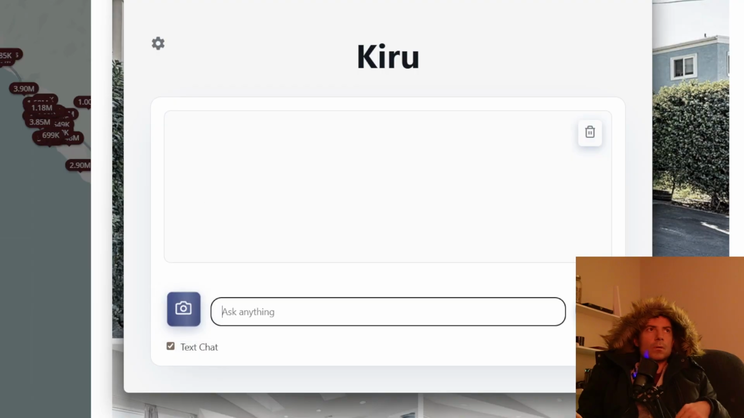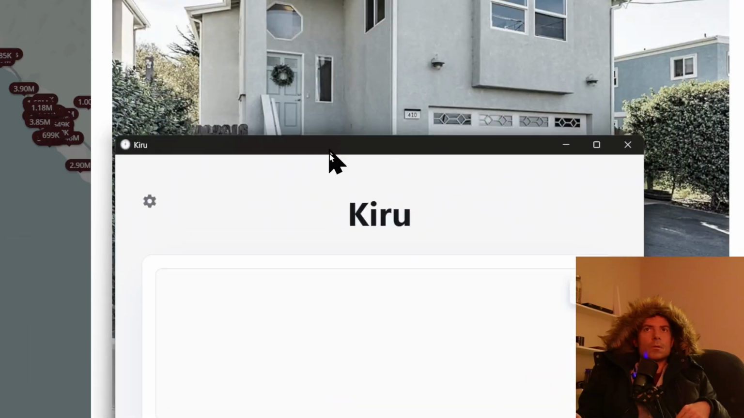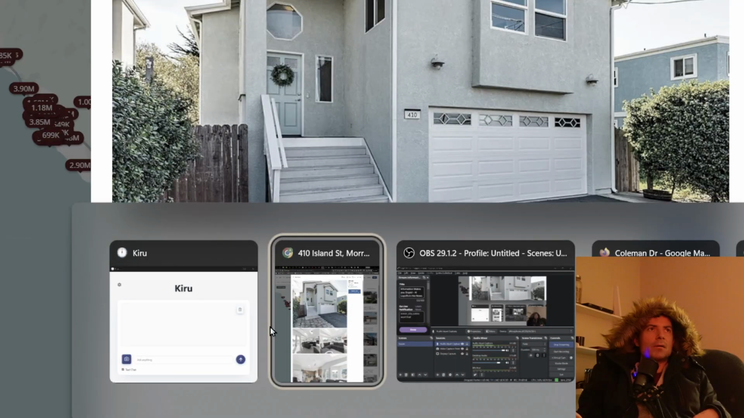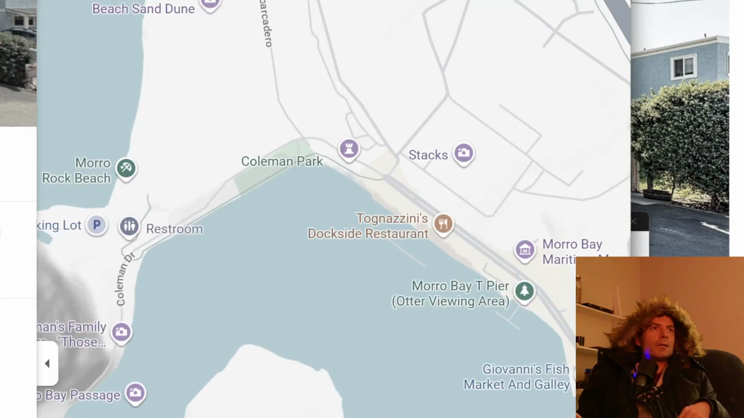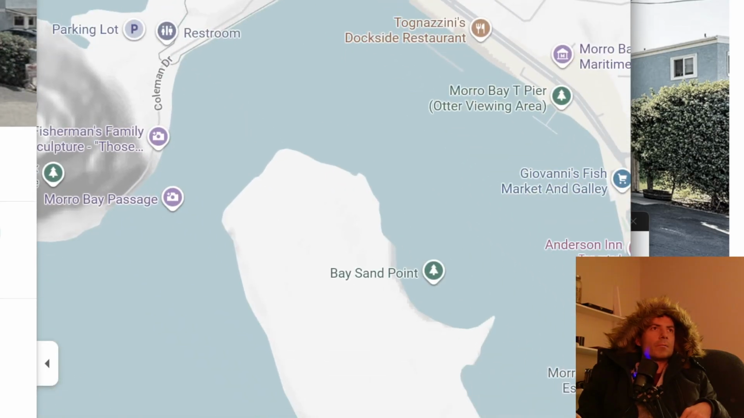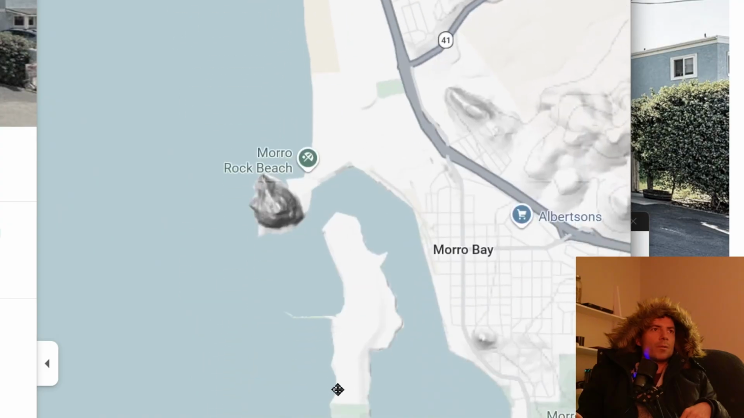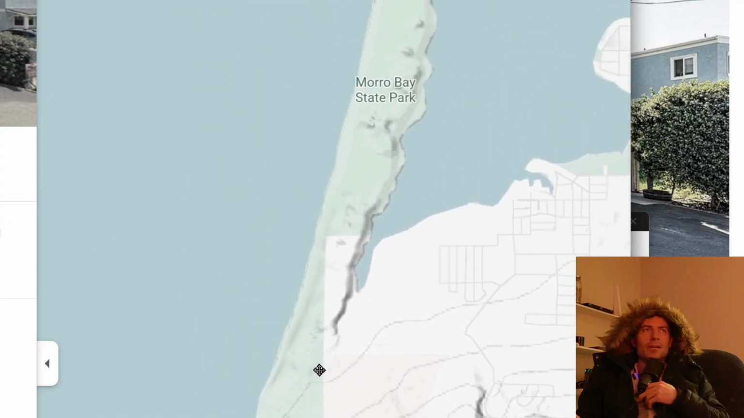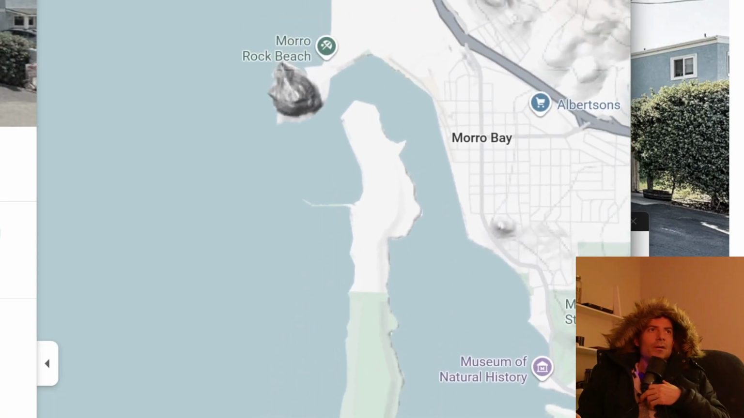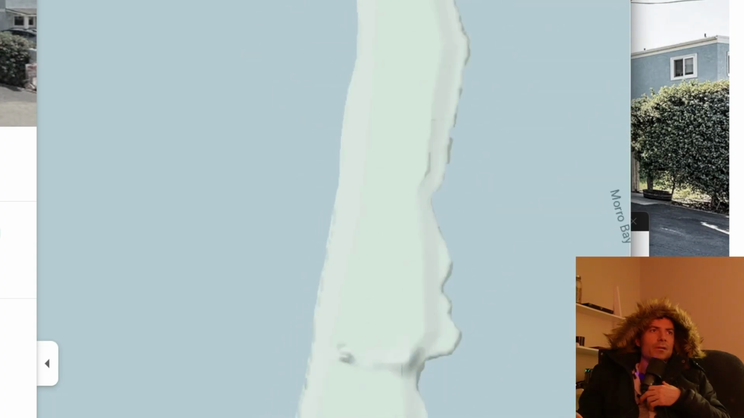I kind of want to ask it about this Coleman Drive area. Oh, there's even more. What is this island? Oh, it's a peninsula. What goes on over here? This is a park.